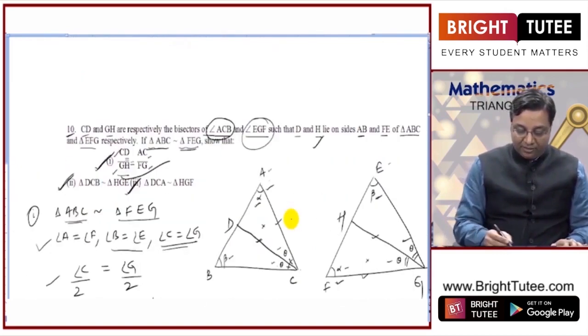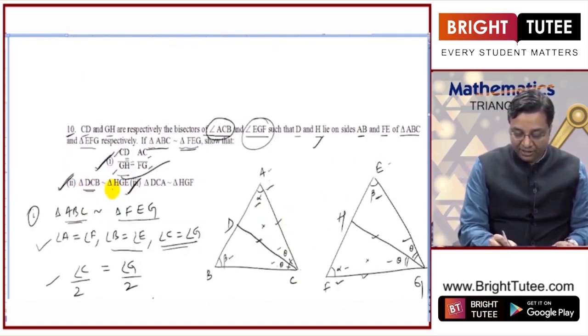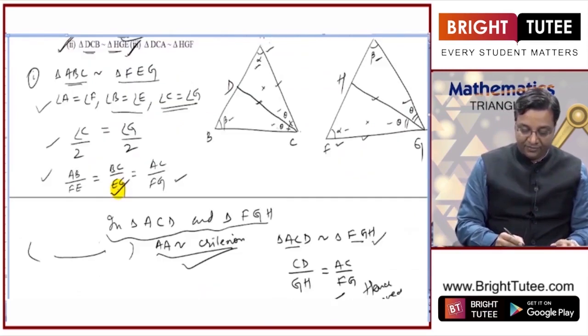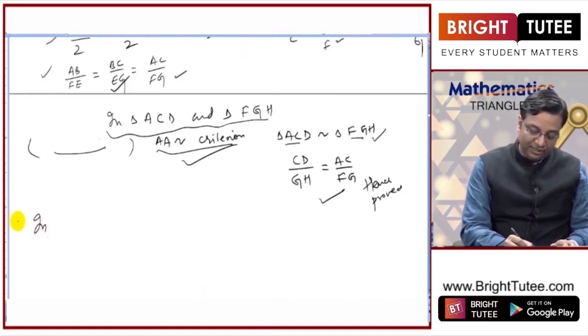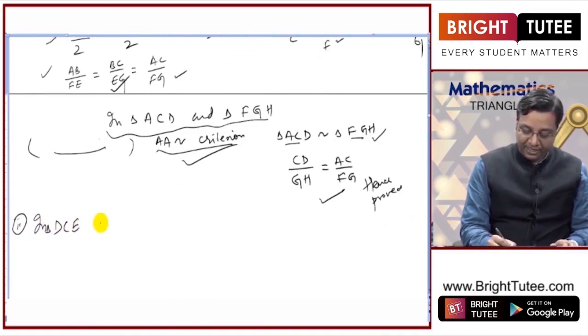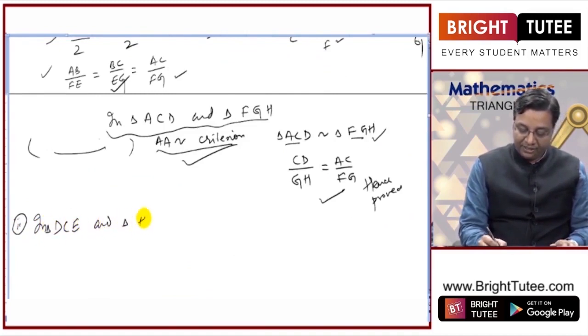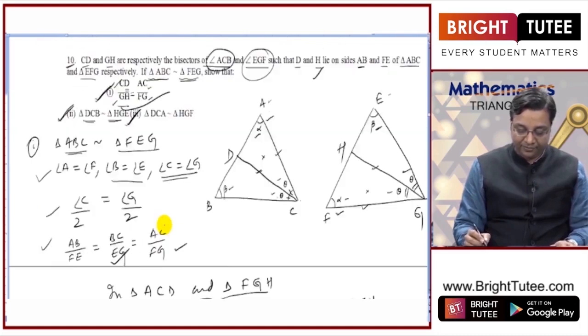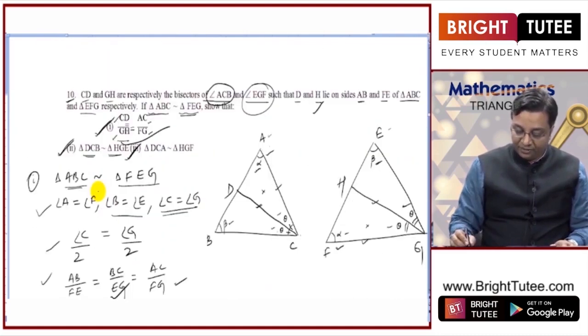So what was the second part? Triangle DCB is similar to HGE. So let us look at these two triangles. In triangle DCE and triangle HGE, which one is DCB?